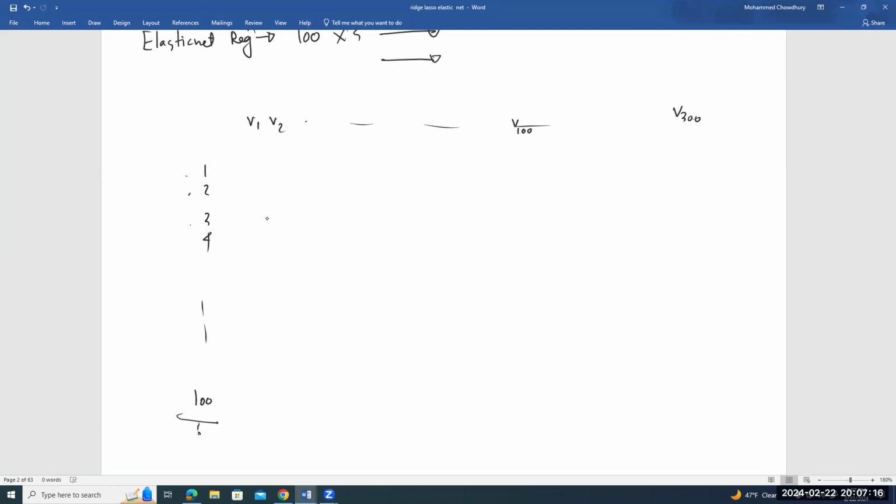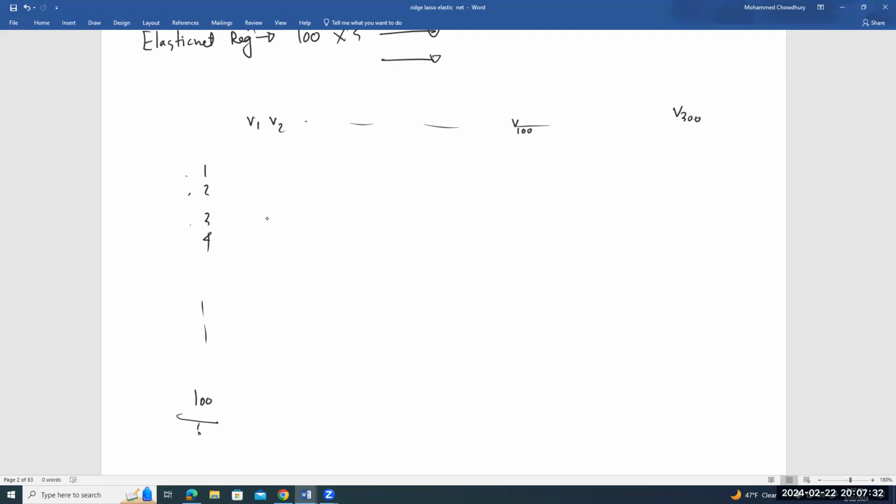Listen, how many variables do you have? 300, right? Suppose in these 300 variables, 250 variables are unimportant. But Lasso cannot kick out all 250. Lasso can kick out only up to the dimension of the data. That is the important thing.